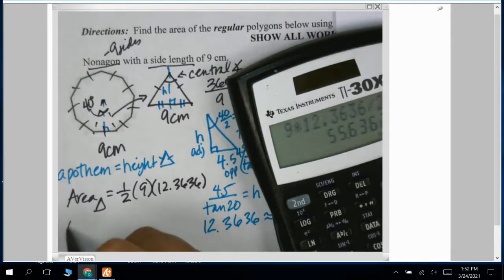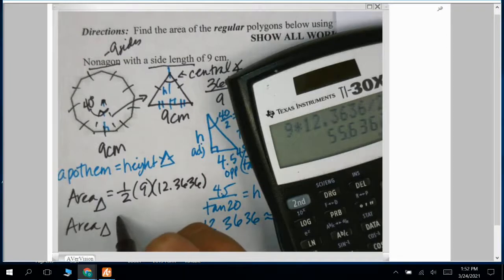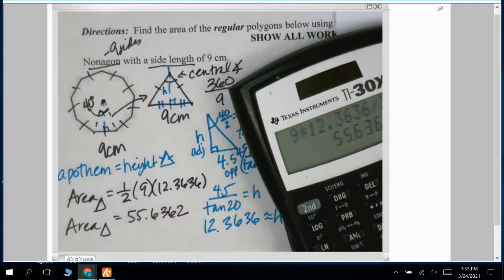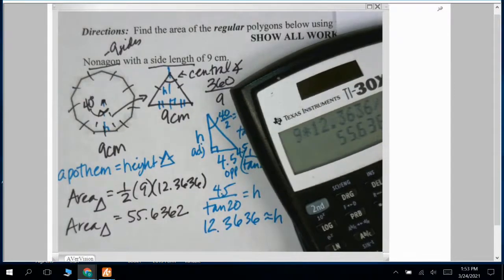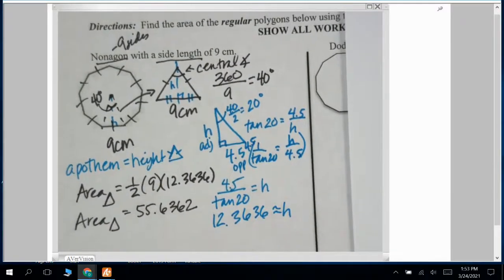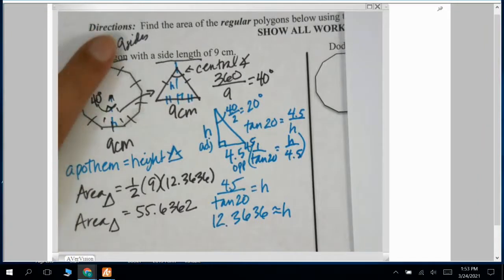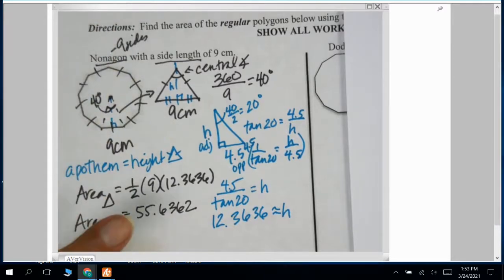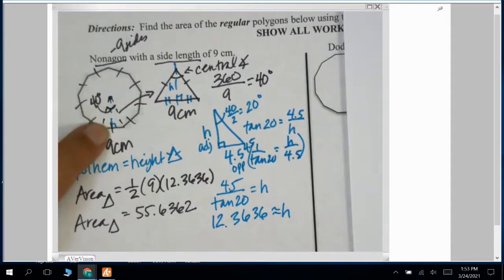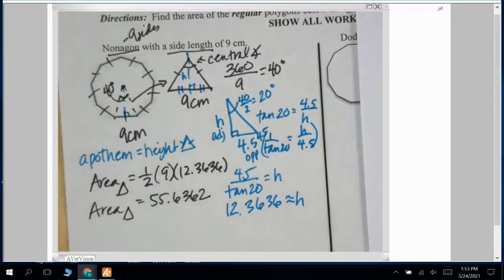And the area of my triangle is about 55.6362. I'm not worried about my units yet because I'm not done. I have found the area of one triangle. My goal was to find the area of the entire figure. And this is where I need to understand what a nonagon is. A nonagon is a 9-sided polygon. I have found the area of one of the isosceles triangles. But in reality, the number of isosceles triangles is equal to the number of sides. So there are 9 isosceles triangles in this regular polygon.